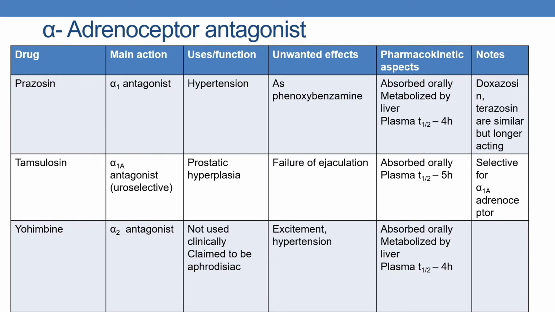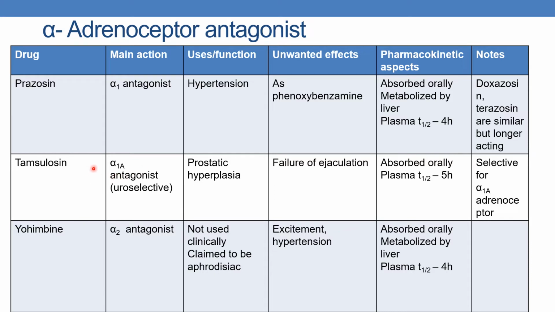The next drug is prazosin. The main action is that it is an alpha 1 antagonist. It is used for hypertension and the unwanted effects are similar to those of phenoxybenzamine. It is absorbed orally, metabolized by liver, and plasma half-life is 4 hours. Doxazosin and terazosin are similar drugs to prazosin, but they are long-acting, whereas prazosin is short-acting.